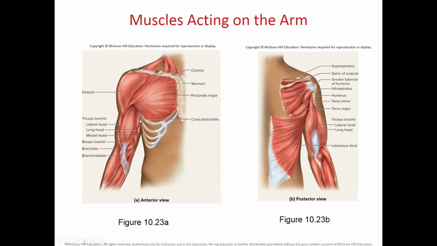It has the lateral head, the long head, and the middle head. And in here you can see the lateral and the long head. The biceps has two heads, the long and the short. So this is the long head of the biceps that inserts into the radial tuberosity, just underneath the head of the radius.